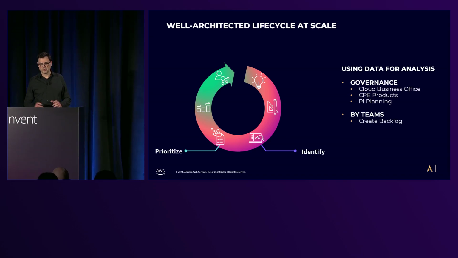But there are two kinds of personas. For sure, all the governance to see and oversee the cloud. But it's also important to make it self-service for the teams, seeing only their perimeter and being able to create their own backlog.